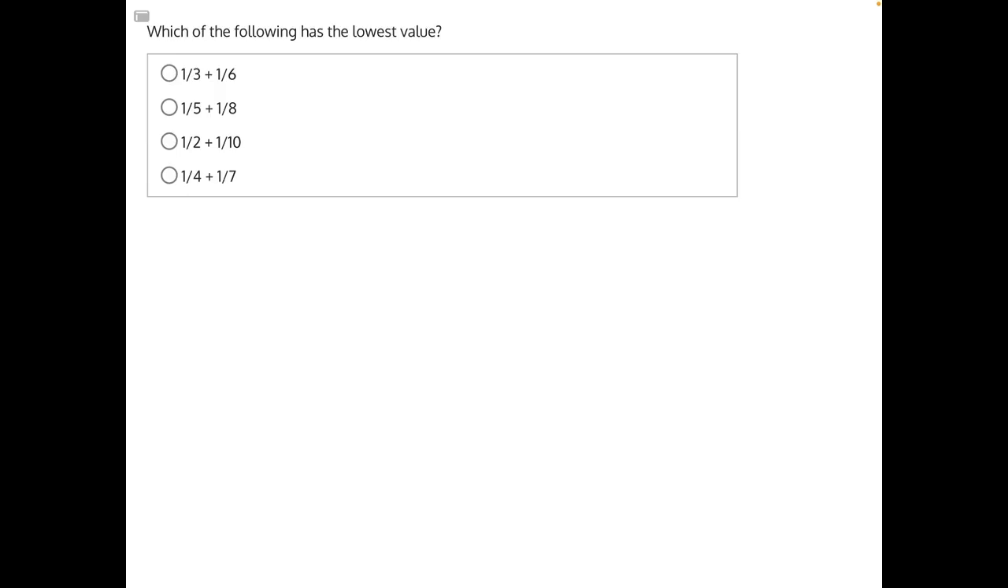For answer choice A, the easiest way to add these two together would be to find a common denominator. 1/3 could be converted into a fraction of 2/6 by multiplying the top and bottom by 2. 1 times 2 would give us 2, 3 times 2 would give us 6. Then we can add that and get 3/6, which is equal to 1/2, since 3 is exactly half of 6.